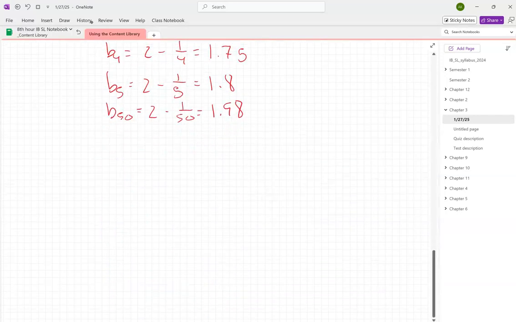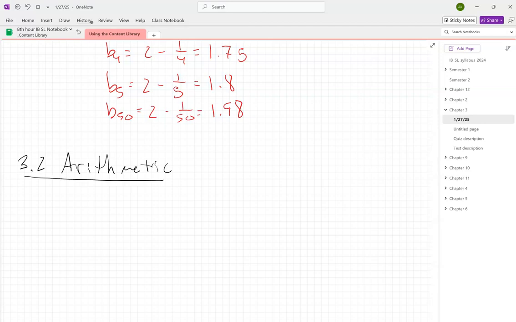There are 2 main types of sequences that we'll talk about. The first one is called arithmetic, and the second one is called geometric. So that's these 2 types of sequences. Looks like arithmetic, but we pronounce it arithmetic.